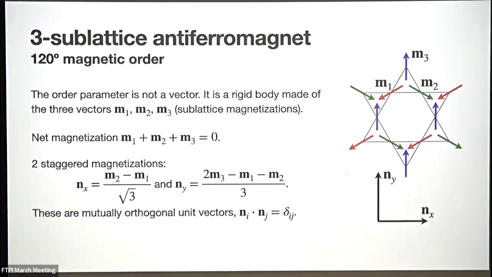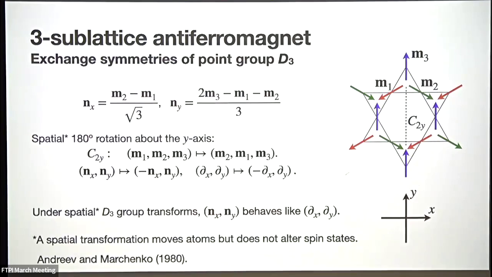You might wonder why exactly they're called nx and ny, and that's because they're related to some spatial directions. If you take a triangular lattice or Kagome lattice antiferromagnet, they have the D3 point group, which includes 120 degree rotations about the centers of triangles, and C2 rotations about axes coming through their centers, like this one.